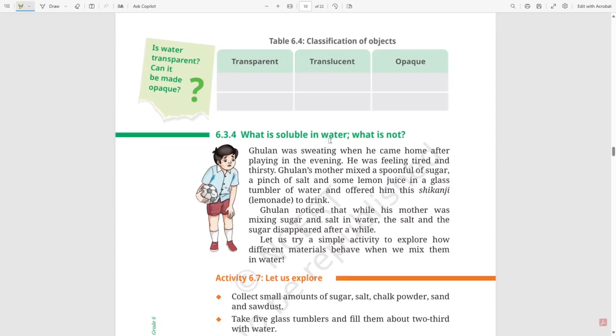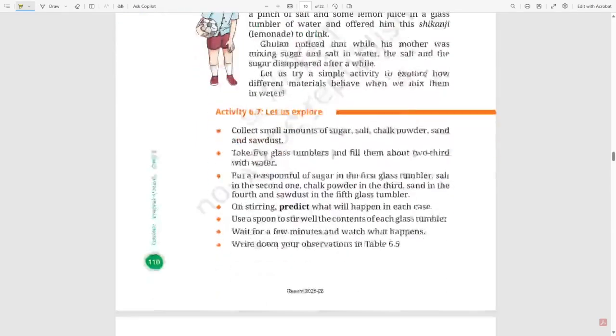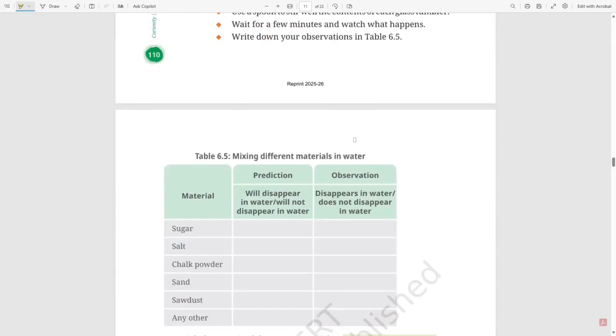What is soluble in water? What is not? In this, we will learn about what things are soluble in water and what things are not soluble. Like we have honey, sugar, sawdust, and sand. Sugar is soluble in water, but sawdust and sand are not soluble in water.